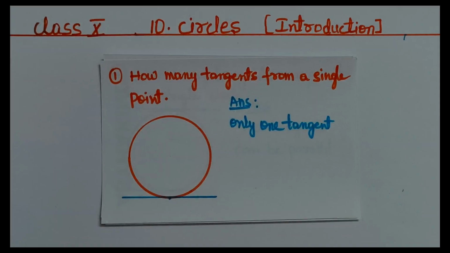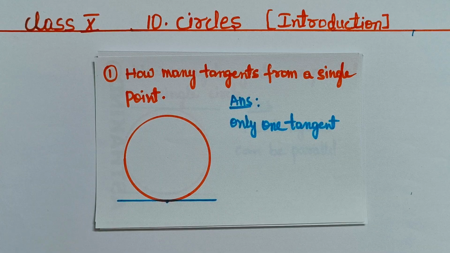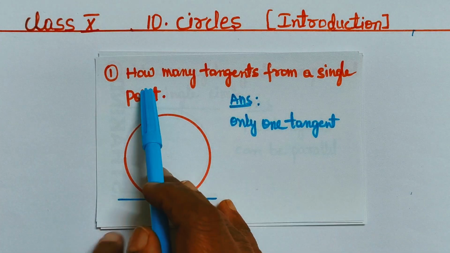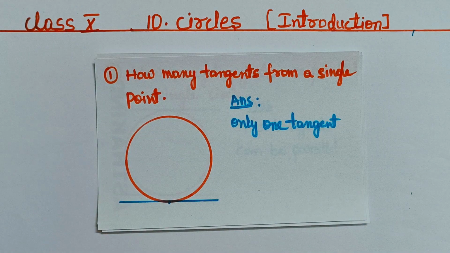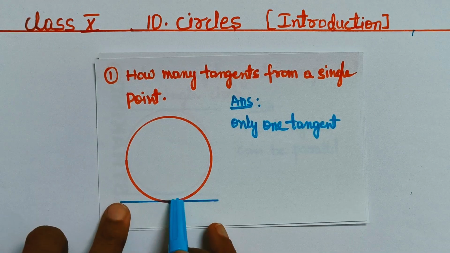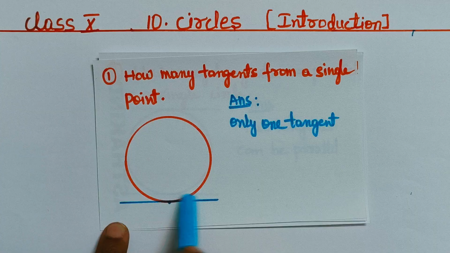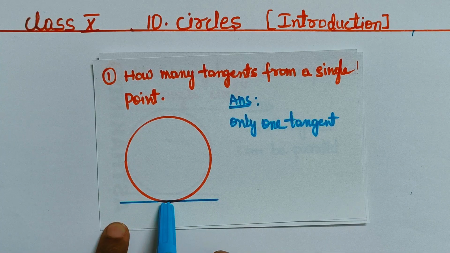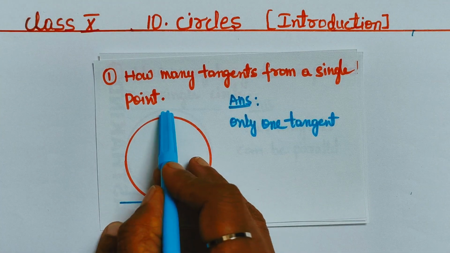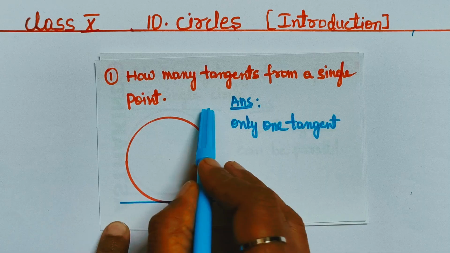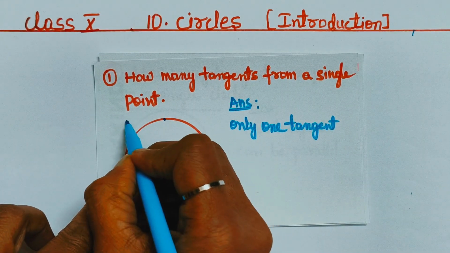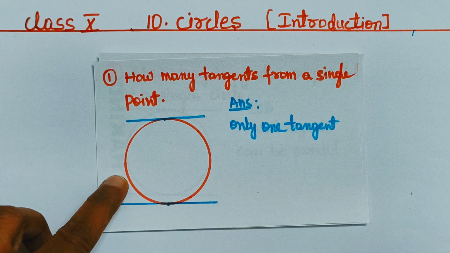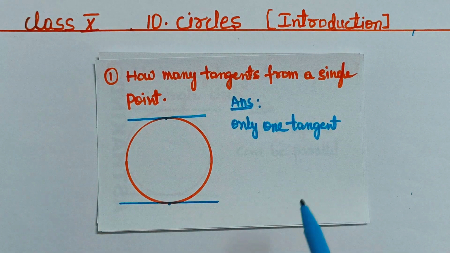Sometimes we will be asked one more question, and we will clarify that question. How many tangents from a single point? From one single point, how many tangents are possible? Here I am taking one single point. From a single point, how many tangents are possible? One tangent. Here you take a single point. Here also, how many tangents are possible? One tangent. So from one single point, only one tangent is possible.